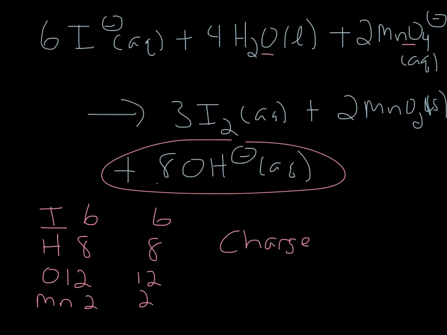So the charge on the reactant side comes from these iodines and this MnO4 minus, and so that's a total charge of -8. And then on my product side, I also have a charge of -8 from the 8 hydroxides. So check, you have done it. You've now written out a balanced redox reaction under basic conditions.